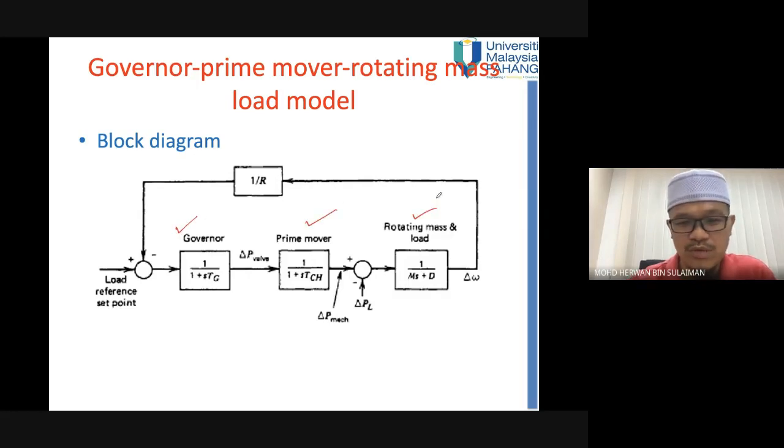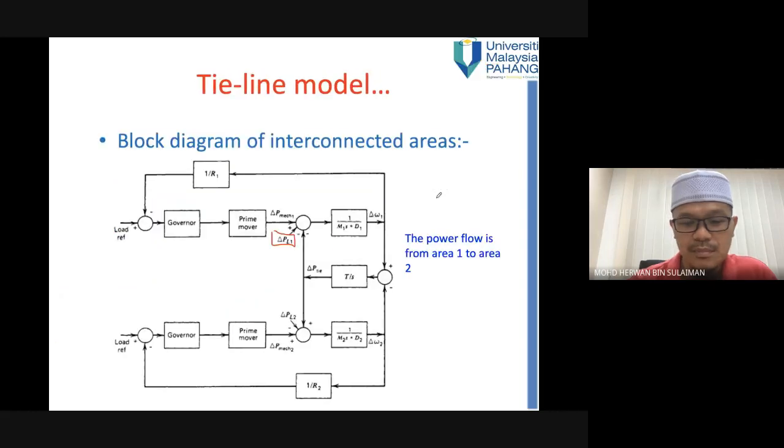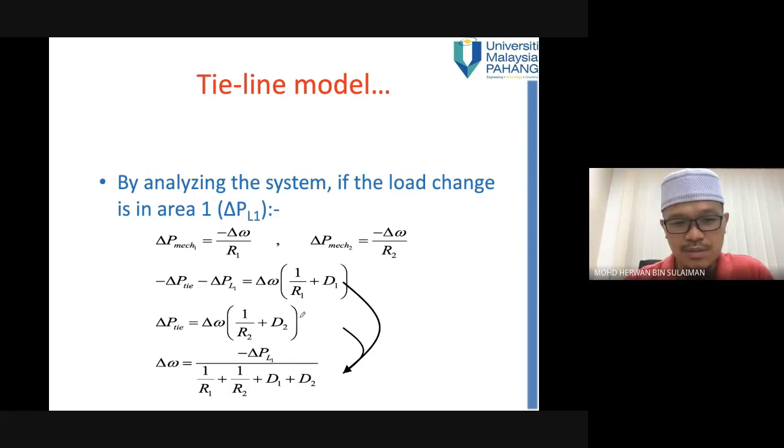So when we have two areas, it is connected over here. So plus minus indicates that the power flows from area 1 to area 2, meaning that the power flow is here. Okay, so plus minus, and then we have this one, what we call the tie line stiffness, T over S, where here we have the delta P tie. As you can see, the block diagram is quite similar for area 1 to area 2. Okay, so basically we can derive these figures.